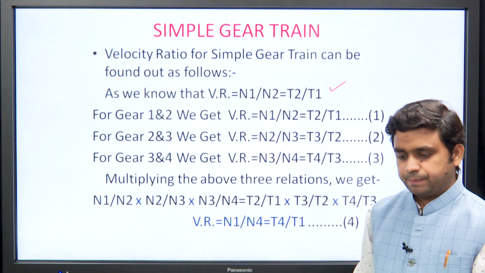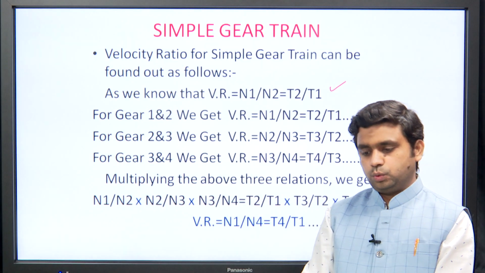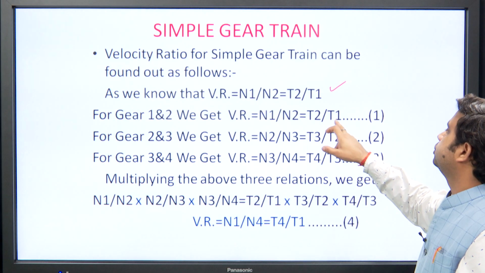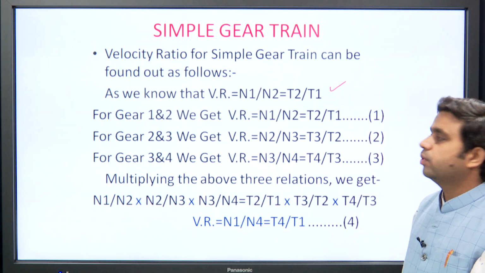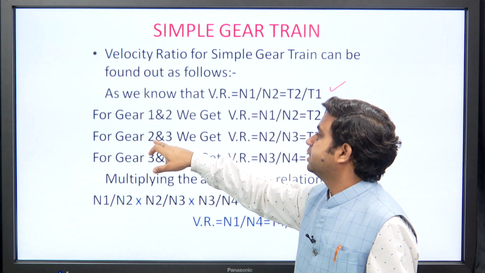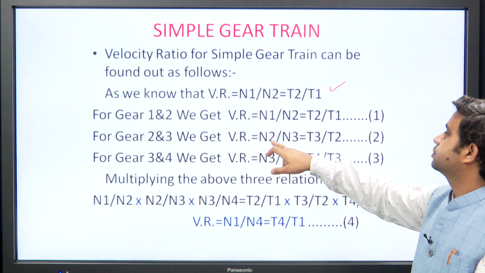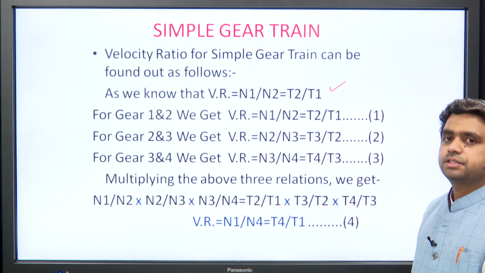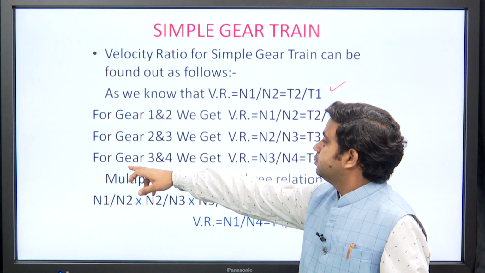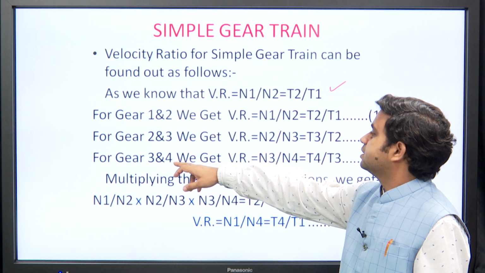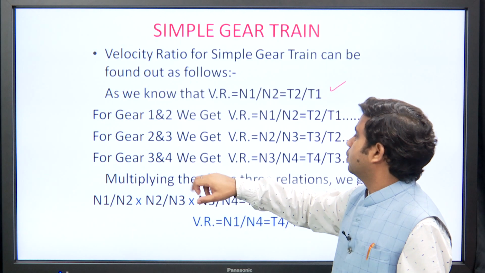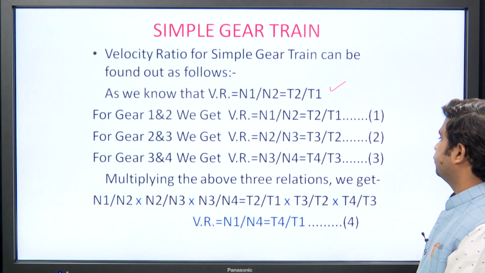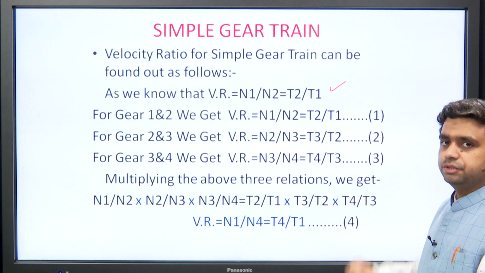Let us see how it happens. For a pair of gear 1 and 2, we get velocity ratio equal to n1 by n2, that is equal to t2 by t1. This is the relation number 1, and for the next pair of gear, that is 2 and 3, we get velocity ratio equal to n2 by n3 equal to t3 by t2, that is the relation number 2. And now, for the third pair of gear, that is between 3 and 4, we get velocity ratio equal to n3 by n4 equal to t4 by t3, that is the relation number 3.